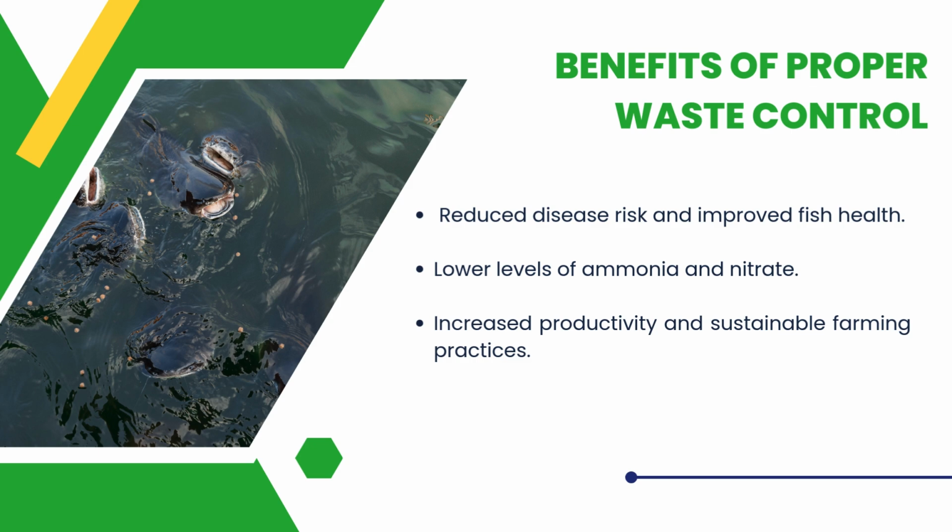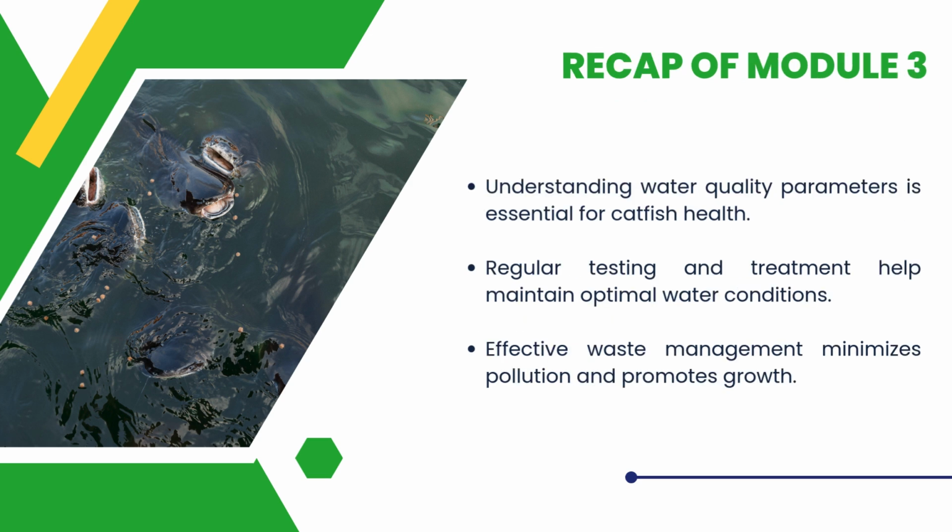The benefit of good water control cannot be overemphasized. Again, it reduces the disease risk, improves your fish health, lowers the ammonia and nitrates that are not healthy for the fish, and increases the productivity of your farming system. In conclusion, water parameters are essential. You need to have the kits for all of them. Testing is very, very important to maintain optimal water conditions, and effective waste management minimizes pollution.